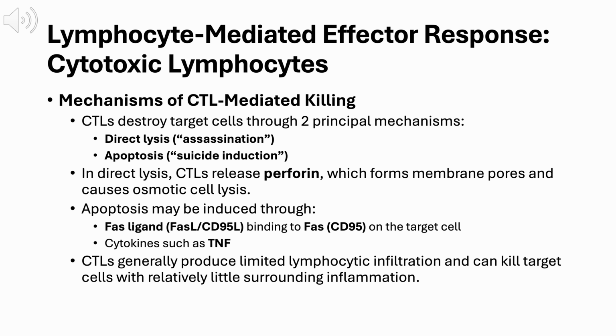The second mechanism is apoptosis. Think of it as inducing the target to commit suicide. The CTL can trigger the target's own death program in two ways, through Fas ligand, FasL, or CD95L, binding to Fas, CD95, on the target cell, or through cytokines such as TNF. Rather than blowing the cell apart, this quietly instructs it to die in an orderly fashion.